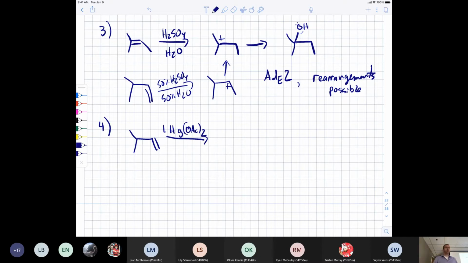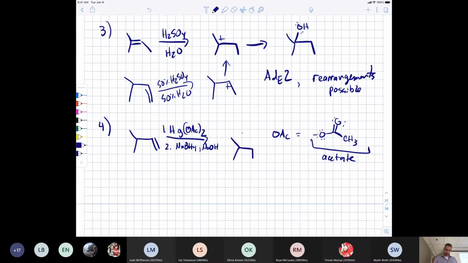Mercury acetate, mercury 2 acetate. OAc is equal to O... It's acetate. So when you see OAc2, that's an anion, so it's negatively charged. Second, we treated it with NaBH4, NaOH.